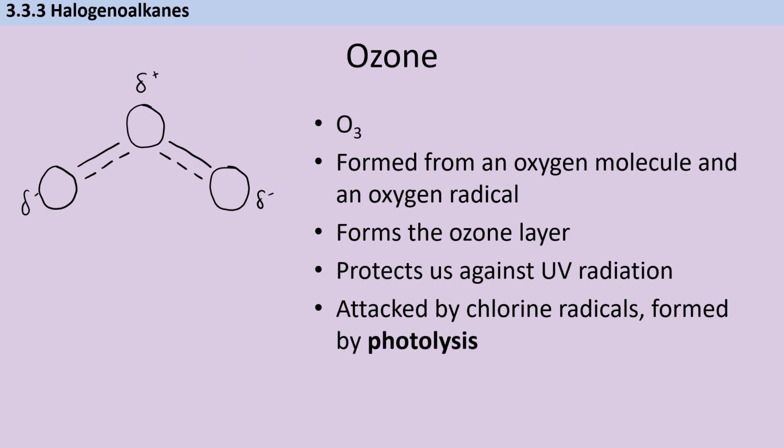You've probably heard of ozone and the ozone layer for years, but chemically, what is it? Well, regular molecular oxygen is O2, but ozone is O3. It's formed from an oxygen molecule that has bonded together with an oxygen radical, so we've got 3 oxygens in there. Ozone forms a layer in the stratosphere that protects us from harmful UV radiation. However, it can be attacked by chlorine radicals, which are produced from CFCs by photolysis, also known as photodissociation.